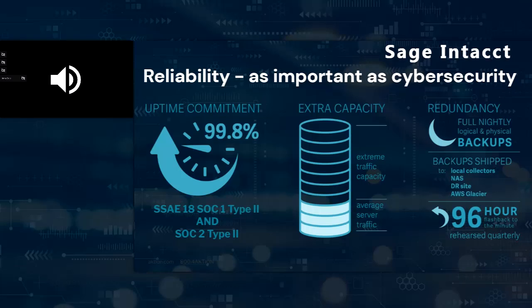For the most part, it's because they're doing an update. It happens in the middle of the night when nobody's really working, so it shouldn't affect anybody at all. Sage is SOC 1 and SOC 2 compliant. We have redundancy in our backups, off-site, on-site, and we do all those different things.